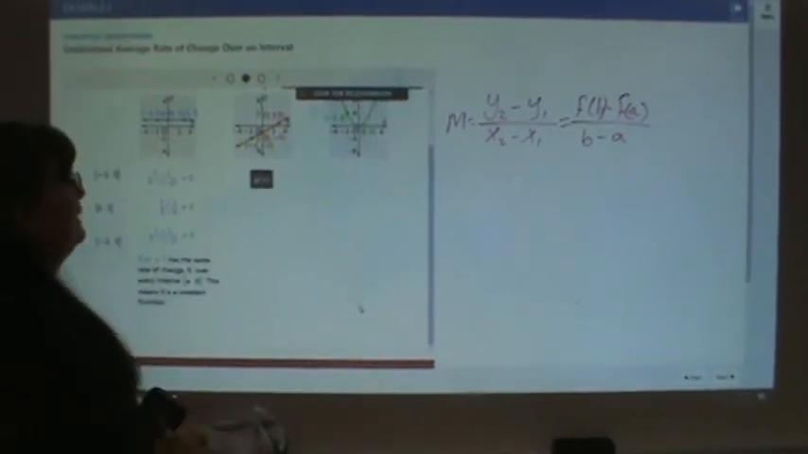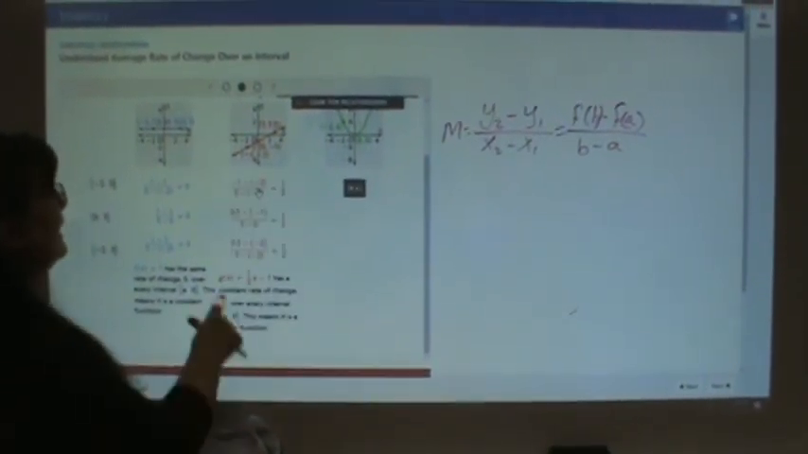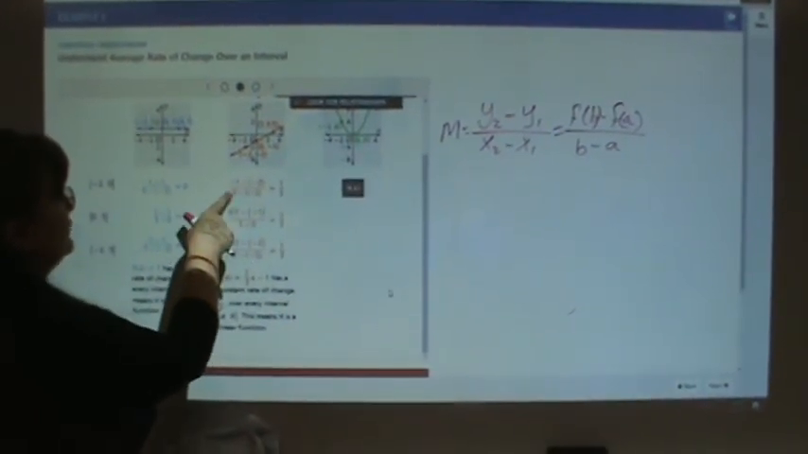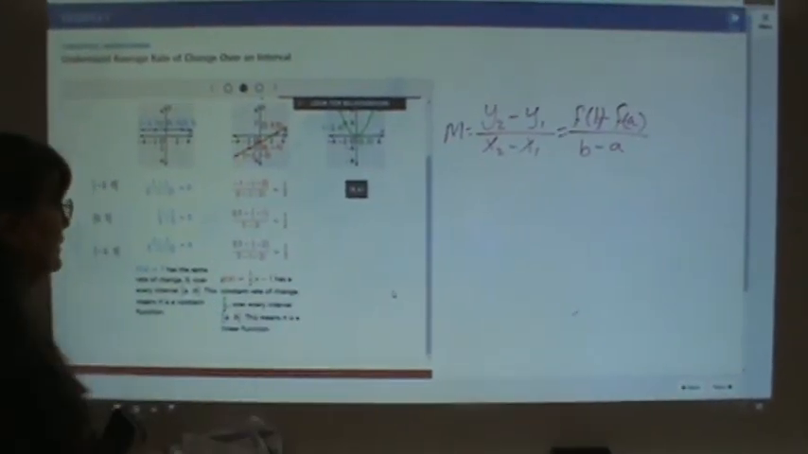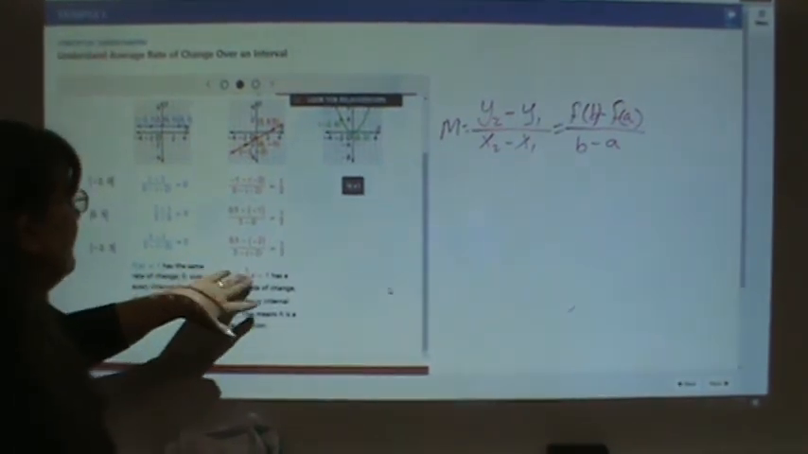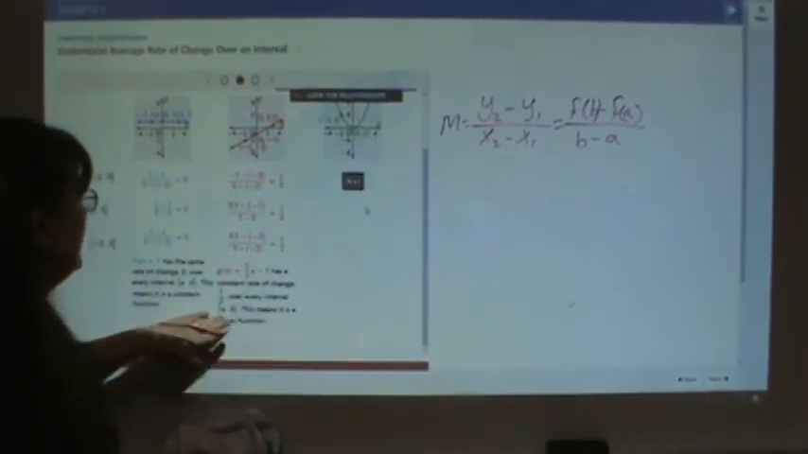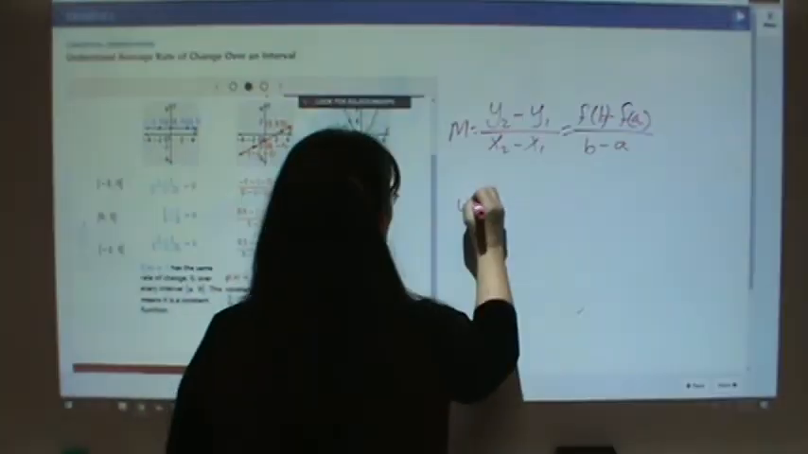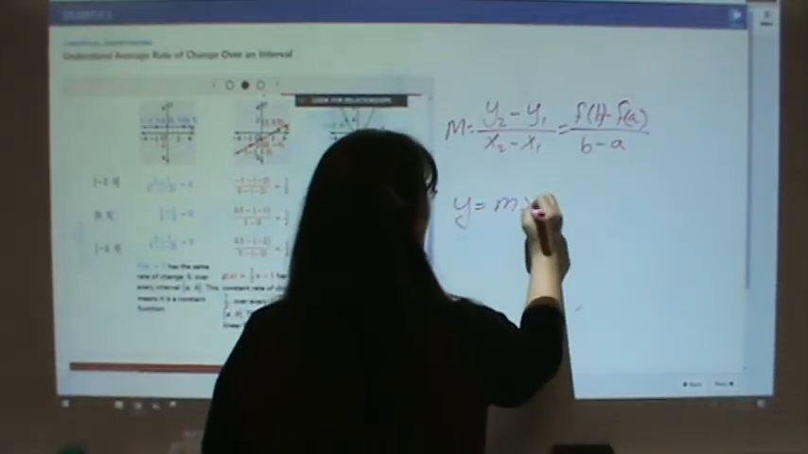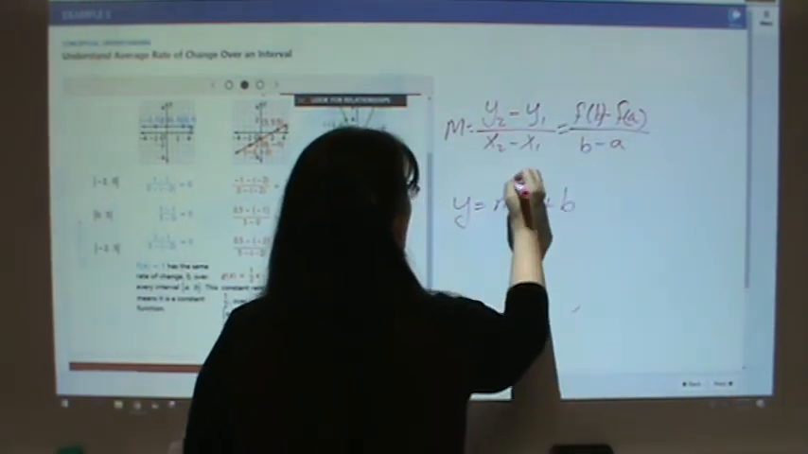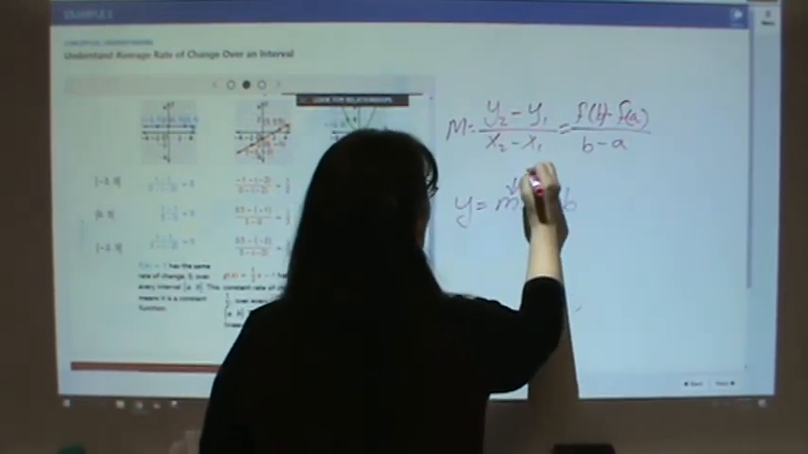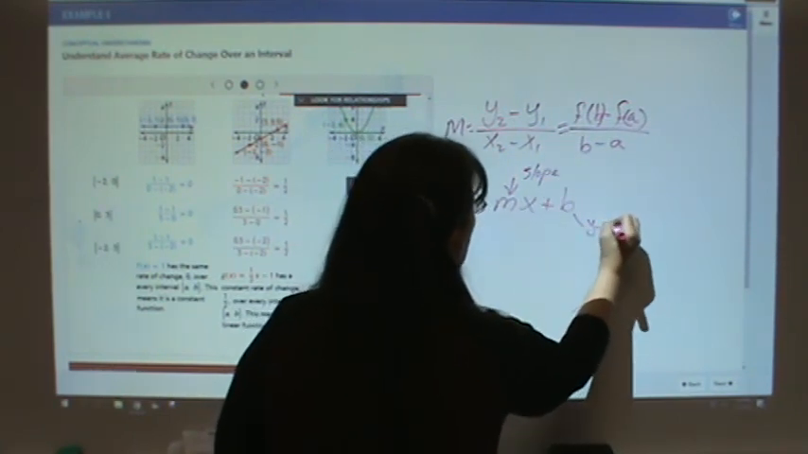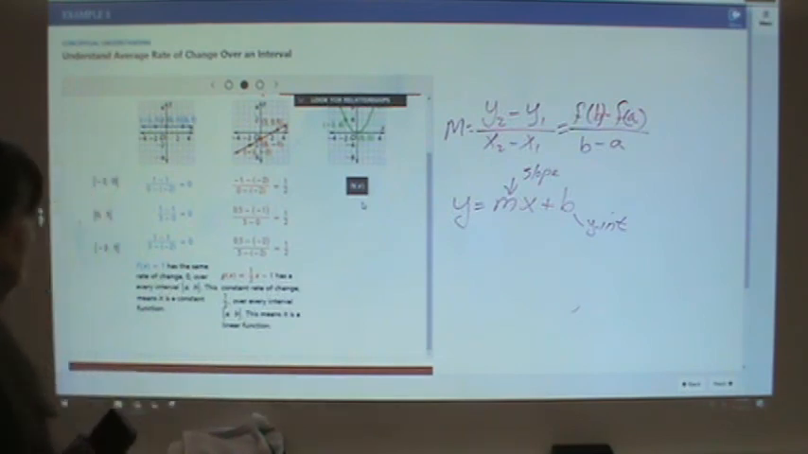Please click on g of x. Okay, the average rate of change, to find it, is change of y over change of x, it's 1/2. So g of x equals 1/2 x minus 1 has a constant rate of change of 1/2. Remember when we learned this as y equals mx plus b, where m is the slope and b is the y-intercept. Okay, next.